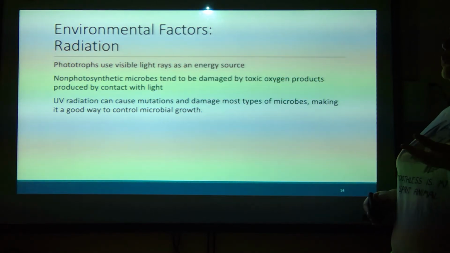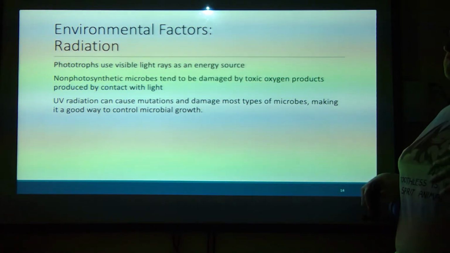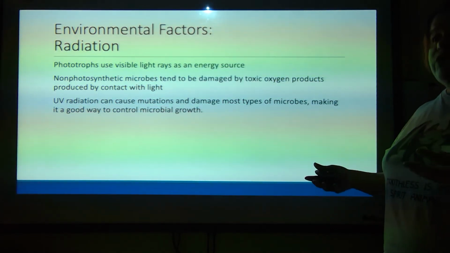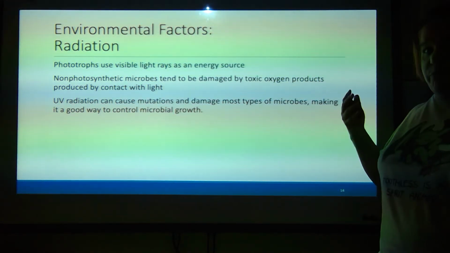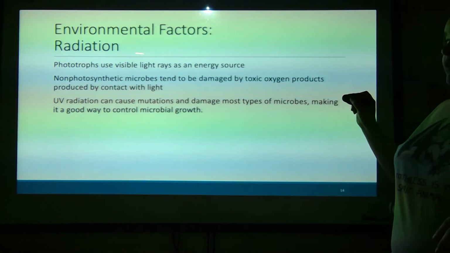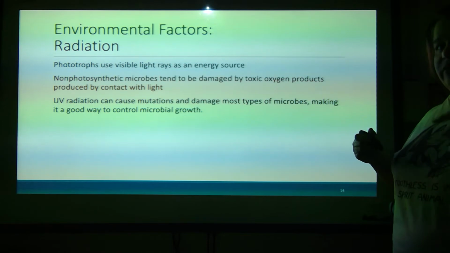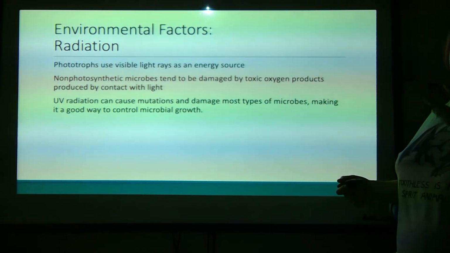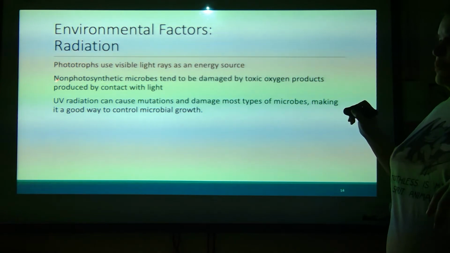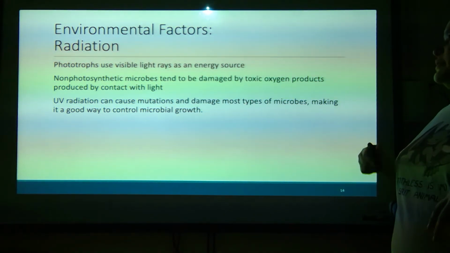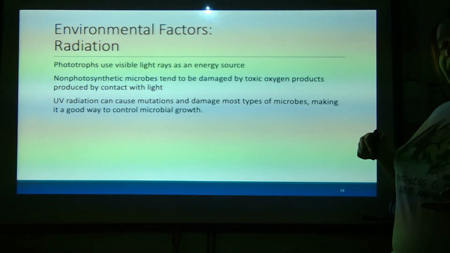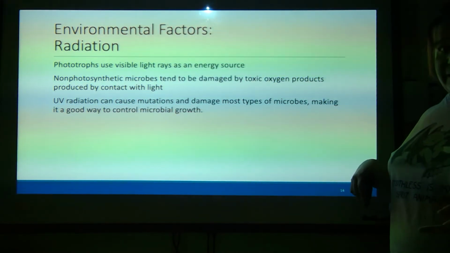Phototrophs will use visible light rays as an energy source. You know that if you go out into the sun, in bright sun, your skin heats up. That's actually the light rays coming down and depositing energy onto your skin. Non photosynthetic microbes tend to be damaged by toxic oxygen products that are produced by contact with light.